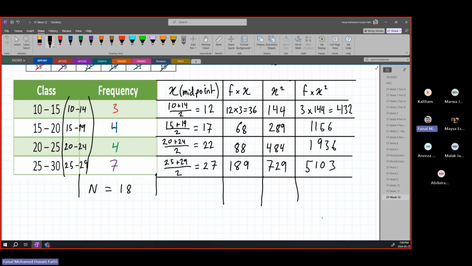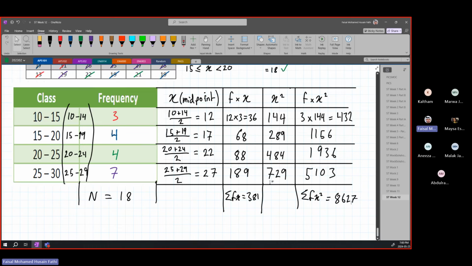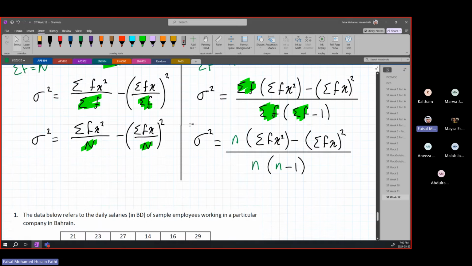And now we're going to do our summation. So we need to sum here. We need to find our sum fx. So it's 36 plus 68 plus 88 plus 189, which is 381. And we're going to need to find the sum of fx squared, which is equal to 432 plus 1156 plus 1936 plus 5103. And this is 8627.